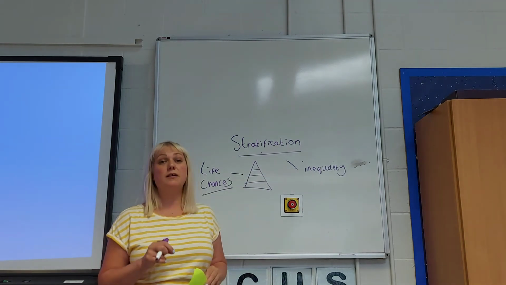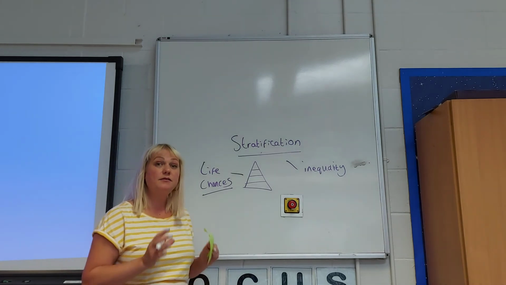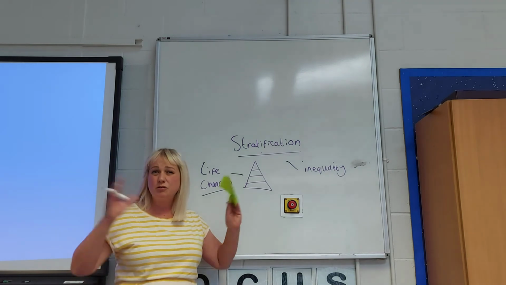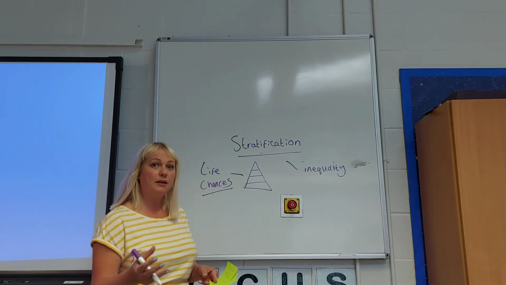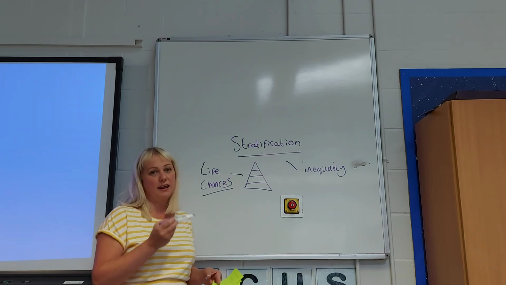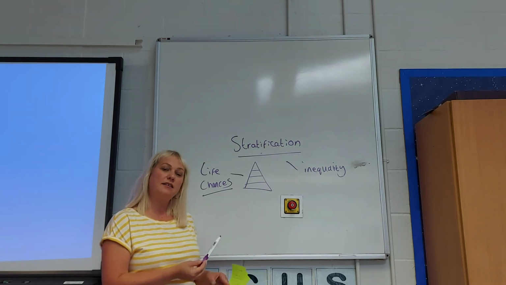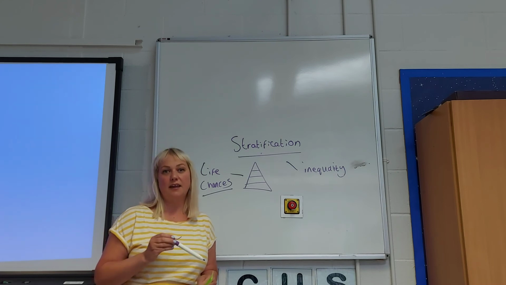What I want you to do now is jot these terms down, either make some kind of diagram or do something fancy, something creative. Remember, use colour, use pictures if you can, and just explore and write down what these three key terms mean: stratification, inequality and life chances, and if you can, explain how they are linked together.